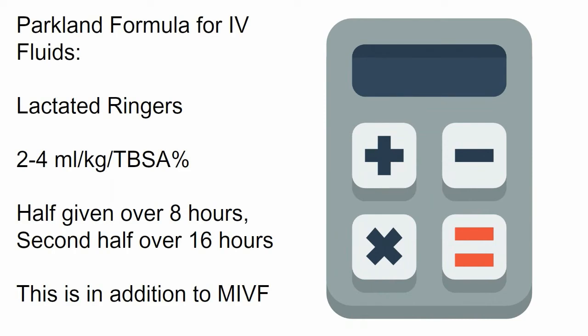The fluid that is typically used is lactated ringers, although if this is not available, normal saline can be used. Please note, however, the increased risk for hyperchloremic metabolic acidosis with significant amounts of saline. The volume given is typically 2 to 4 milliliters per kilogram per percent body surface area burned. Half of this amount is given over the first 8 hours and the second half over the following 16 hours. This is in addition to maintenance IV fluids.